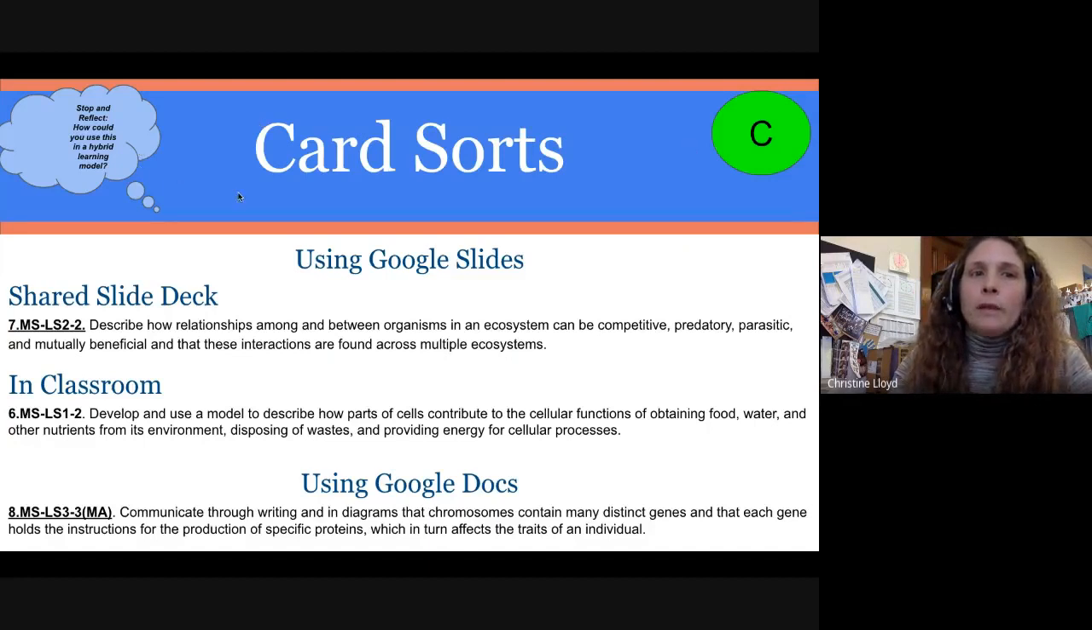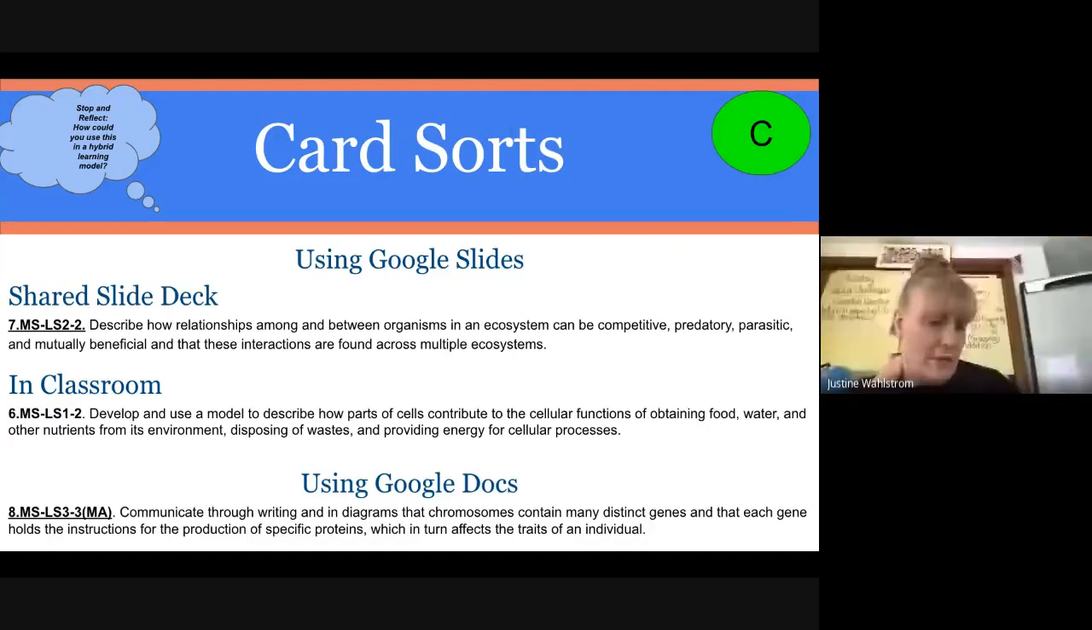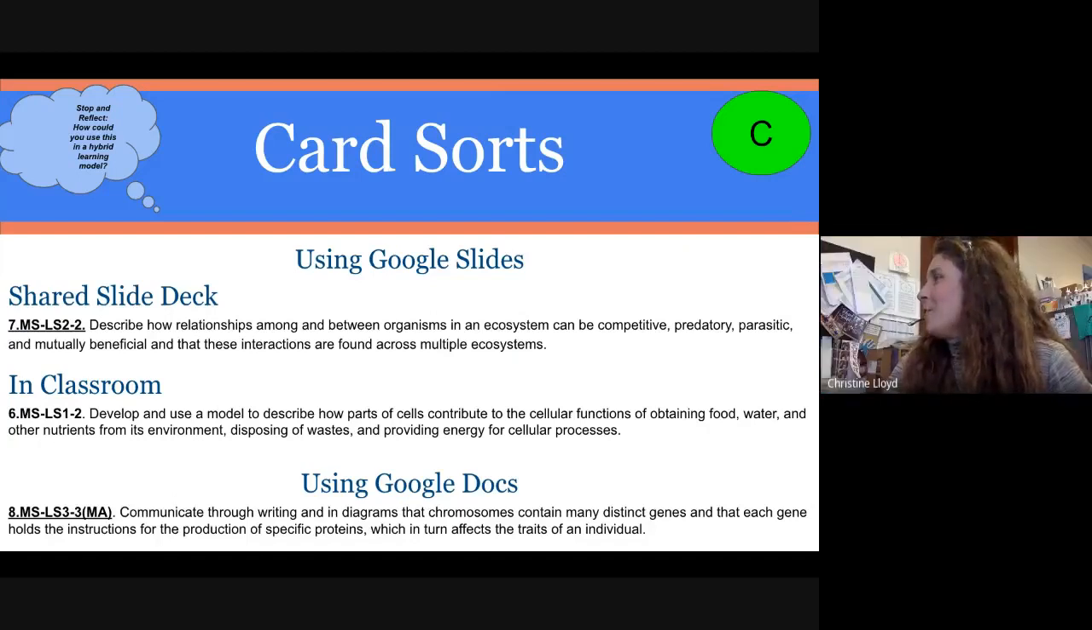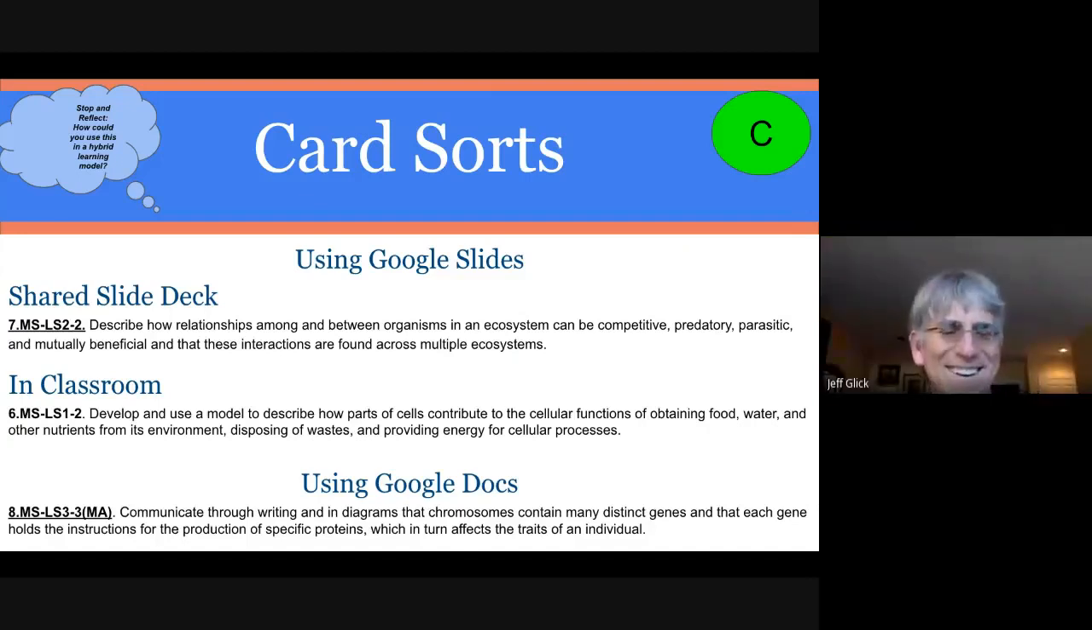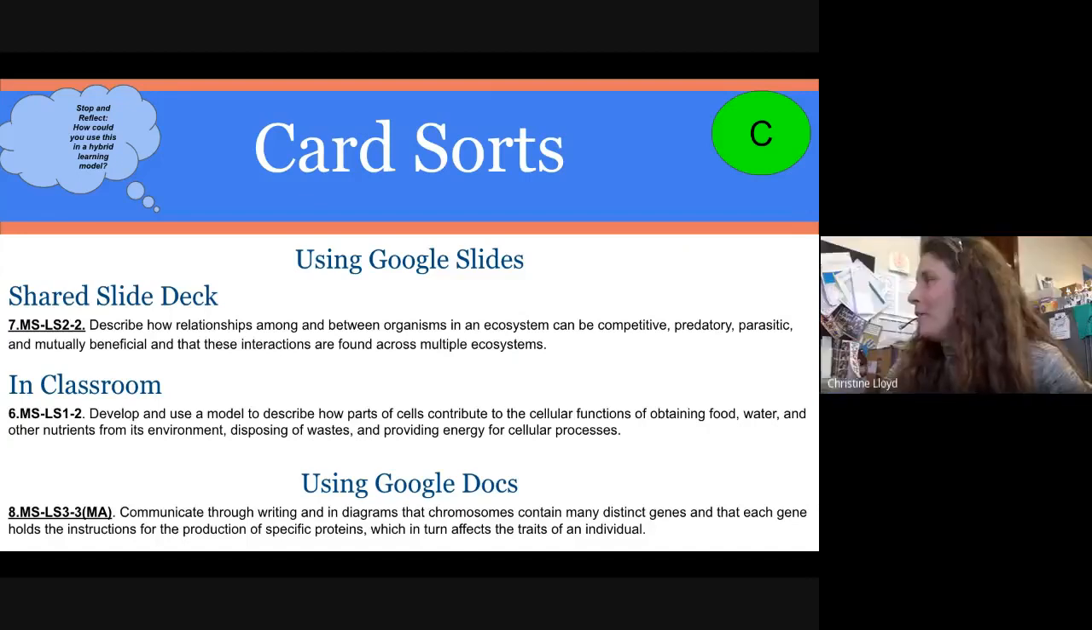So stopping and reflecting, how do you think you could use this in hybrid learning? Is this something you could see doing? If you learned how to make the card sort, yeah. Justine, I can send you a video that has some directions on how to do it. It's just about putting in images rather than text boxes or drawings so that the kids can move them. Yeah, so I'll send you a video. We're still talking a foreign language, but yes, please. Christine, could you do that for me as well? Yeah, I'll put it in the follow-up email to you.